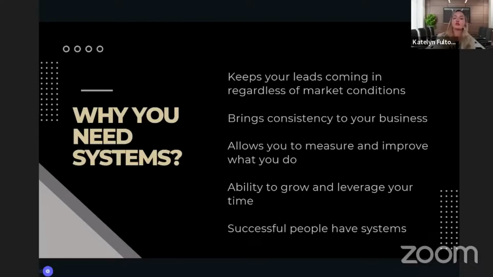It's going to allow you to measure and improve on what you're doing. It's also going to give you that ability to grow and leverage your time.